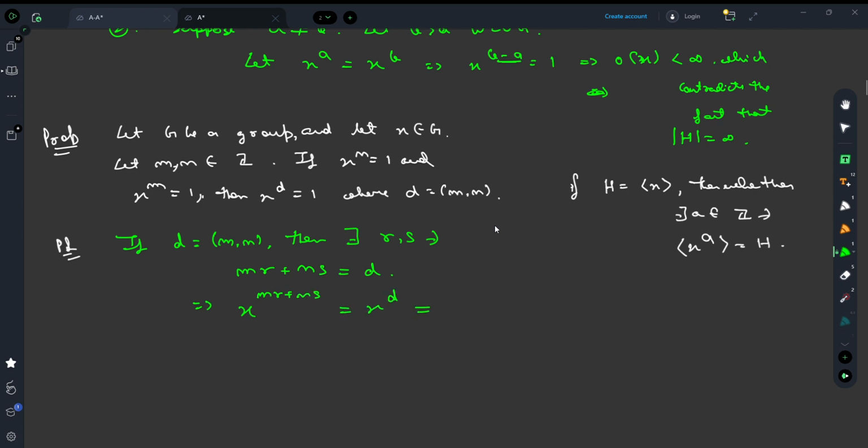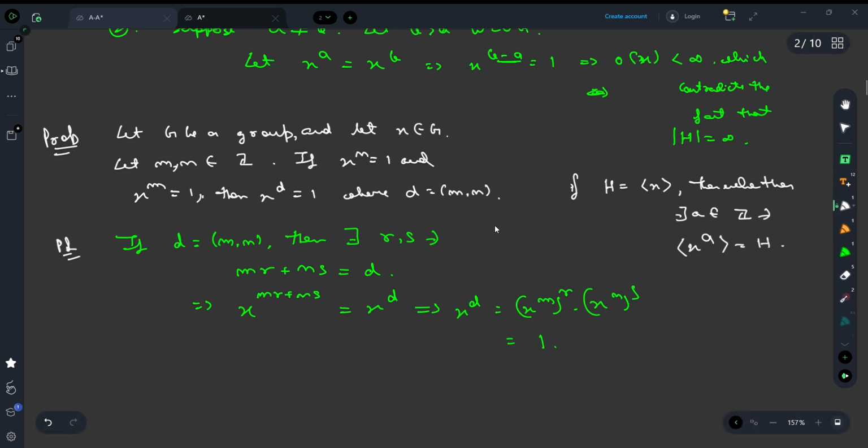Right? So then what is x to the power mr plus ns? So it's x to the power d. Okay. But then we can write x to the power d as x to the power m whole to the power r times x to the power n whole to the power s. Now x to the power m is 1, x to the power n is 1, so this is 1. Right? This is quite obvious. Got it? Okay.